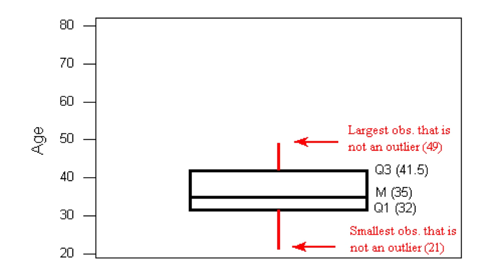Lines go from the edges of the box to the smallest and largest observations that were not classified as outliers. Recall that in our example, we have no low outliers, so the bottom line goes down to the smallest observation, which in our case is 21. Since we have three high outliers, the top line extends only up to 49, which is the largest observation that is not an outlier.